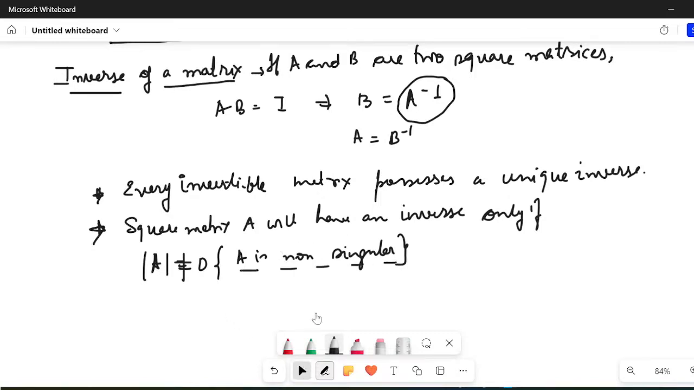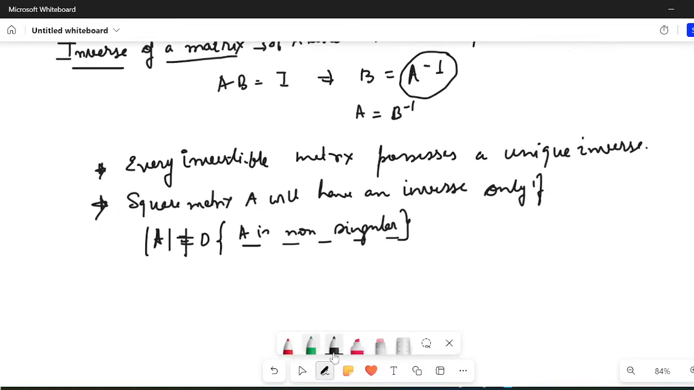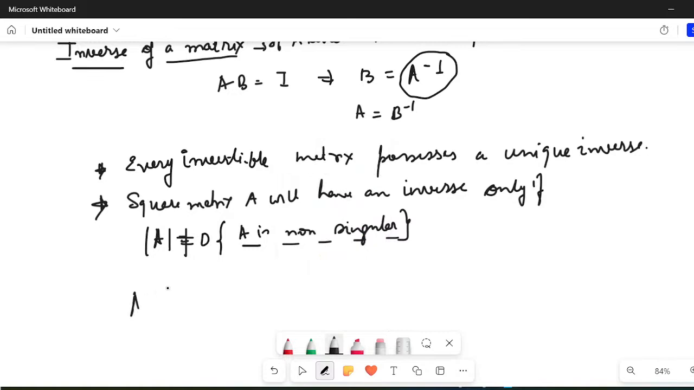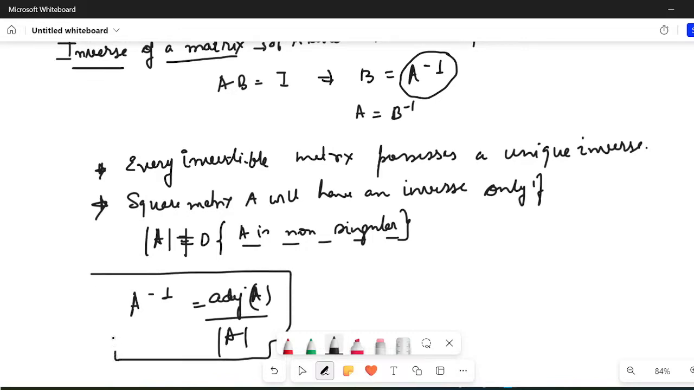And once you know that the inverse exists, all I need to do is take the adjoint, which I have told you is the transpose of the cofactor matrix, divided by the determinant of A. So this is how you are going to get the inverse of A. This is how you define the inverse matrix. I'm not going to do a question here. This is something that you know from your childhood. So all these things said and done.